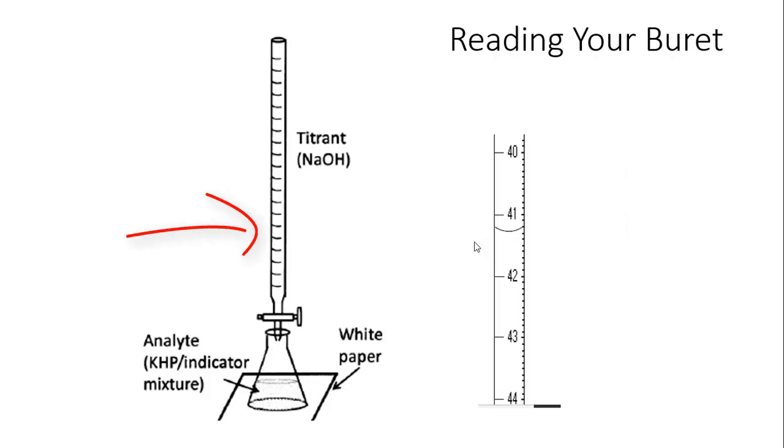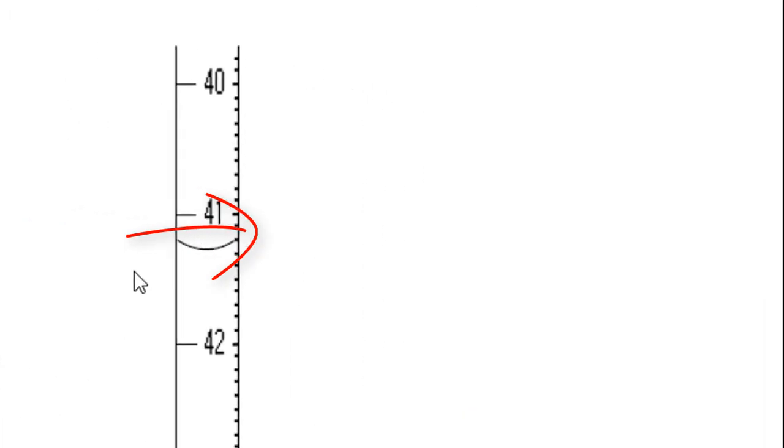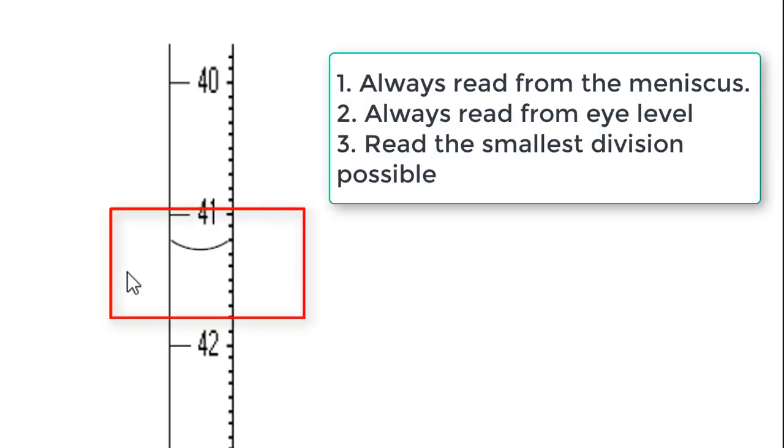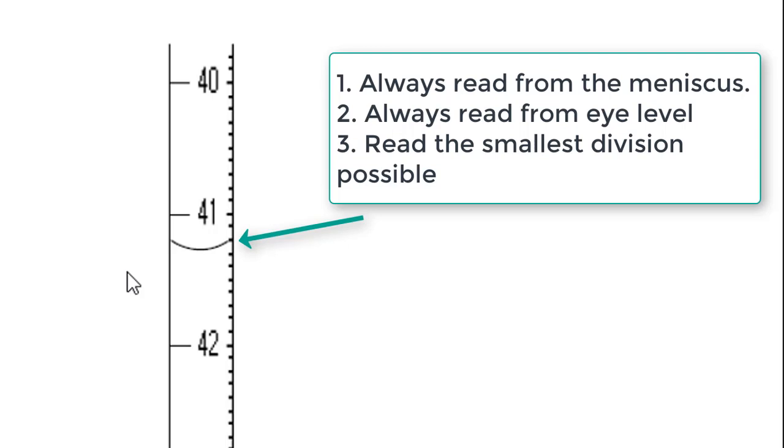So I want to look at my burette. And when I look at the burette, I notice the solution is in water, so there's a slight curve downward. And that curve is called the meniscus. We always read our burette from the meniscus. And we read it as close as possible based on the gradations between the units or the numbers on the burette. Right, most burettes are going to be in milliliters, and so we're able to read here.